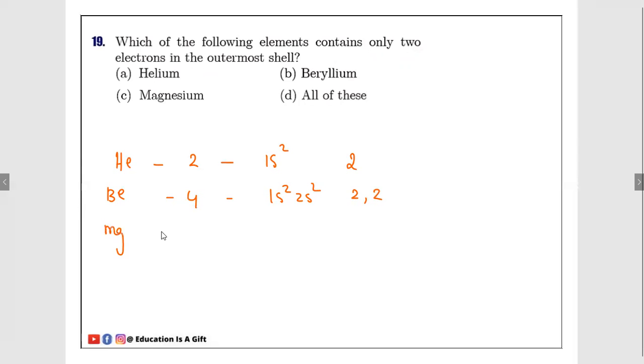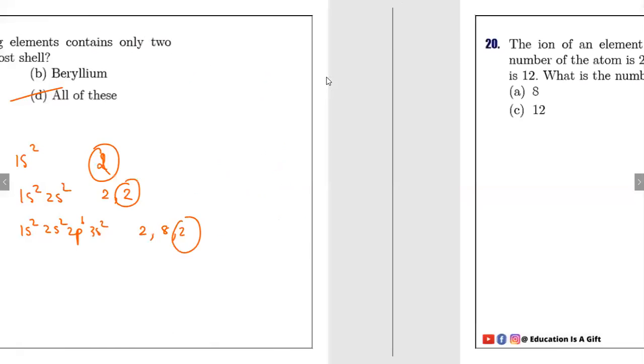Magnesium atomic number is 12. You can write the electronic configuration as 1s2, 2s2, 2p6, 3s2. You can write it as 2 comma 8 comma 2. If you observe, helium has 2, beryllium has 2, magnesium has 2. So the answer is all of these.